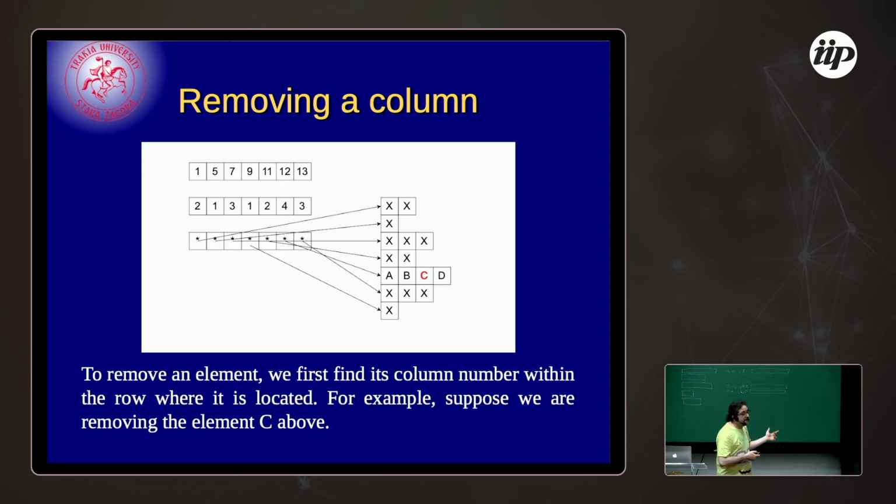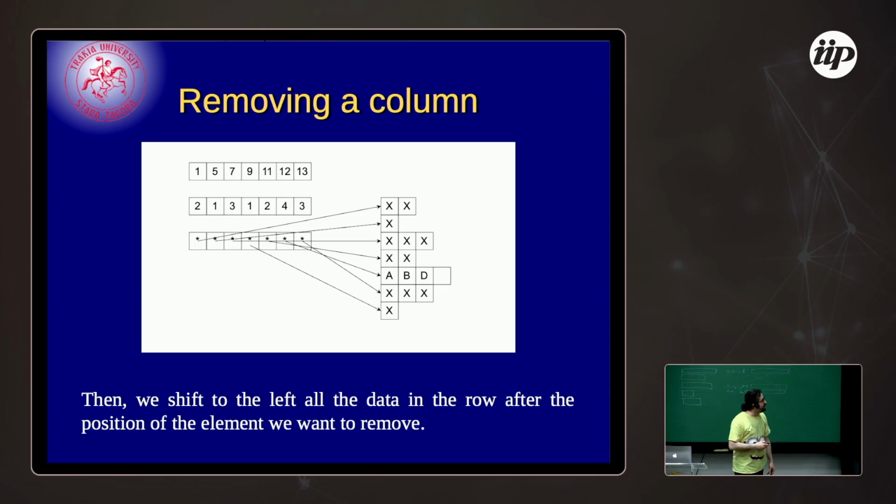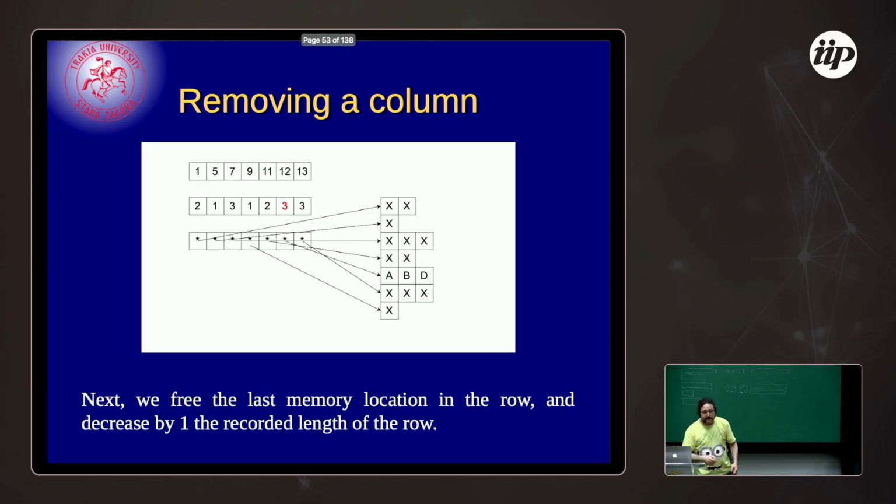Last is how to remove a column. So to remove a column, again, we find which column we want to remove. Say this element here in this row, the one with the letters, the red one is the one that we want to remove. So we know which one it is. All that we do is shift the elements to the right of it one step to the left. So the D that was here has overwritten the C. Then we need to obviously decrease the length of the row. Before it had 4 elements, now it's got 3 elements.